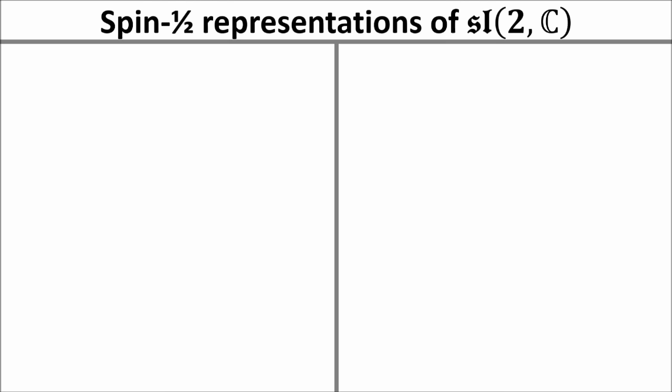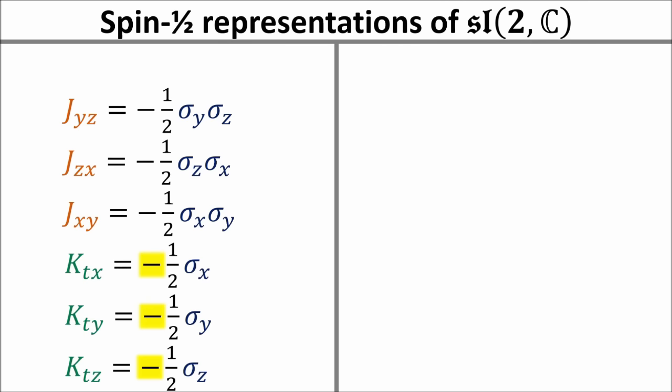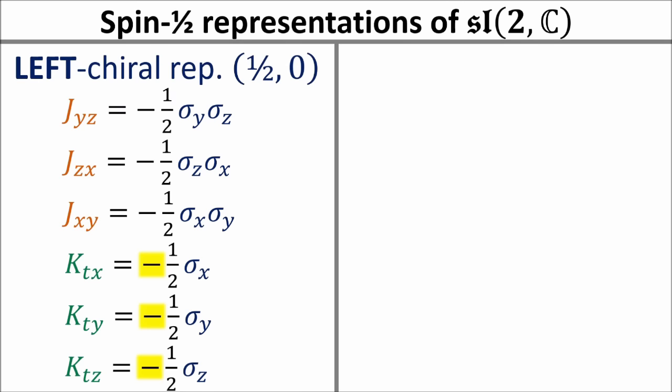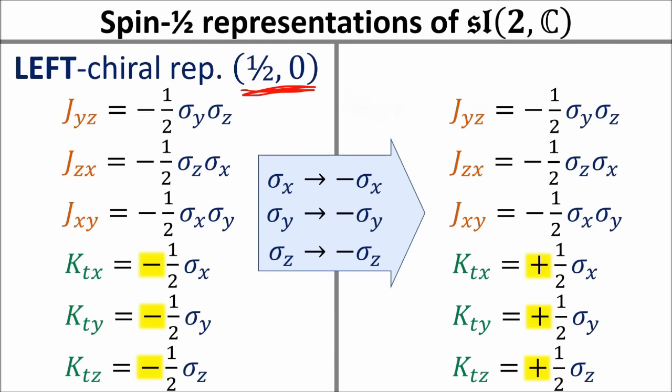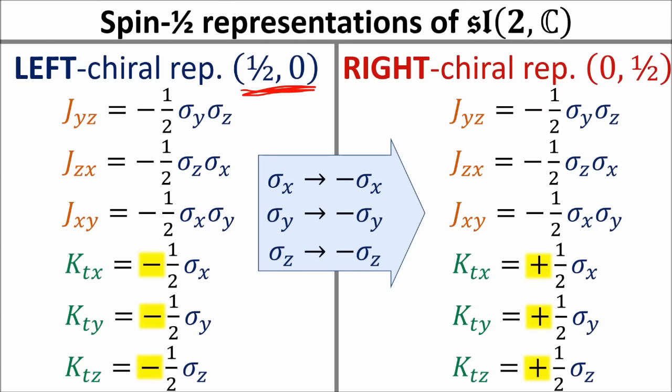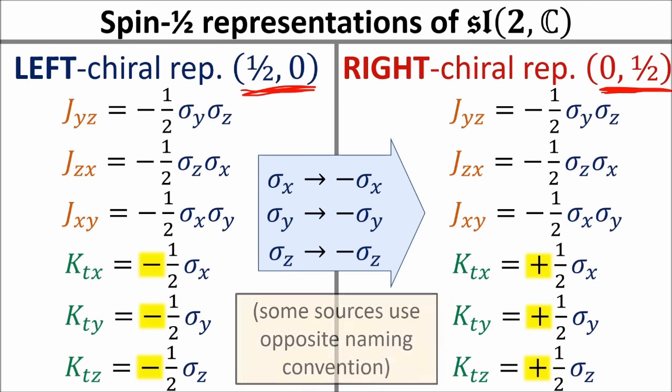So we see there are two spin 1/2 representations of SL2C. The original, which I'll call the left chiral representation, written 1/2, 0, and the version where the boosts are reversed, which I'll call the right chiral representation, written 0, 1/2. Although, some sources use the opposite naming convention.